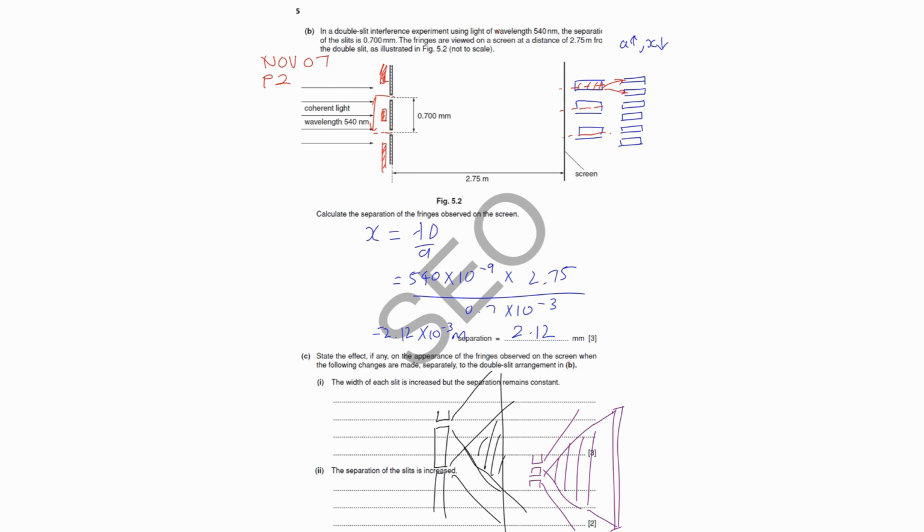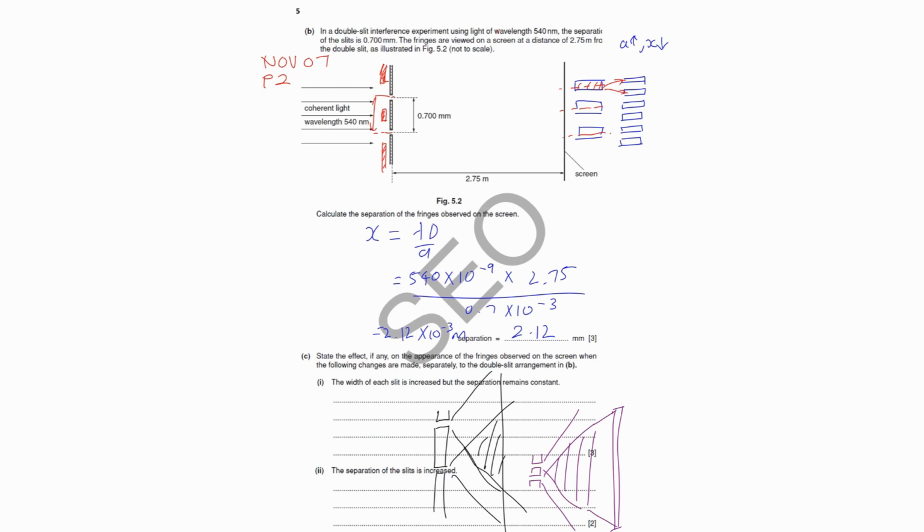So what will happen to the appearance of the fringes? The appearance of the fringes would refer to the separation of the fringes and also the bright and dark fringes, whether darker or brighter or no change. Let's first talk about the separation. Since your a, which is the separation of the slits, is basically the same, there will be no change. If a is the same, x is the same. So the separation of the fringes is unchanged.